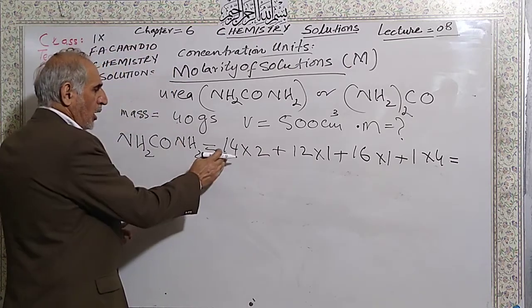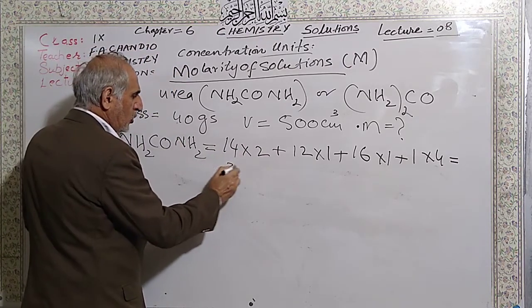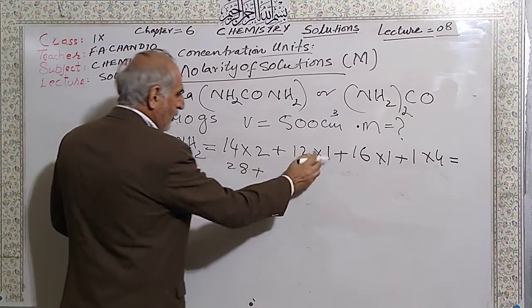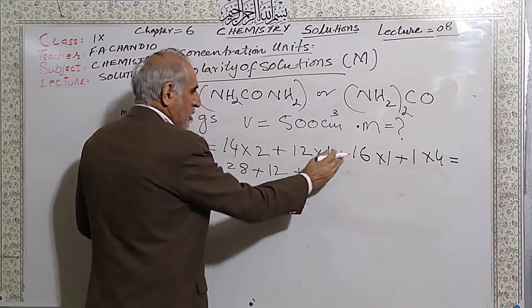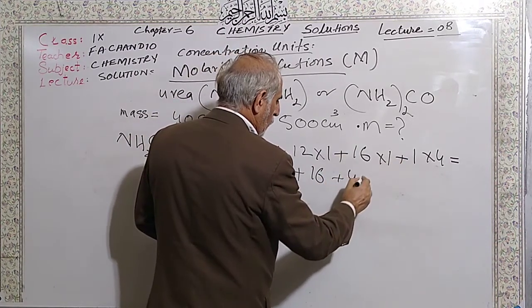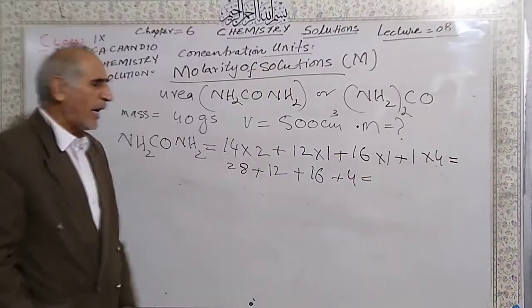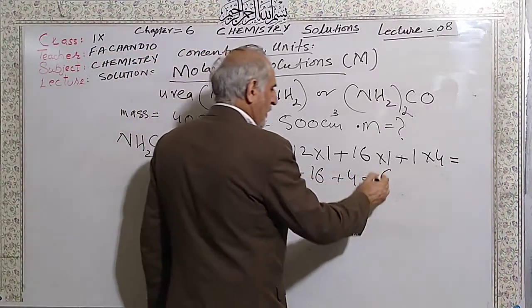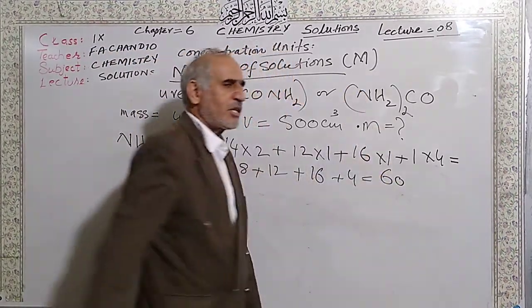So now 14 multiplied by 2, 28. 12 multiplied by 1, 12. 16 multiplied by 1, 16. 1 multiplied by 4, 4. So if you add all, this will be 60. Answer 60.